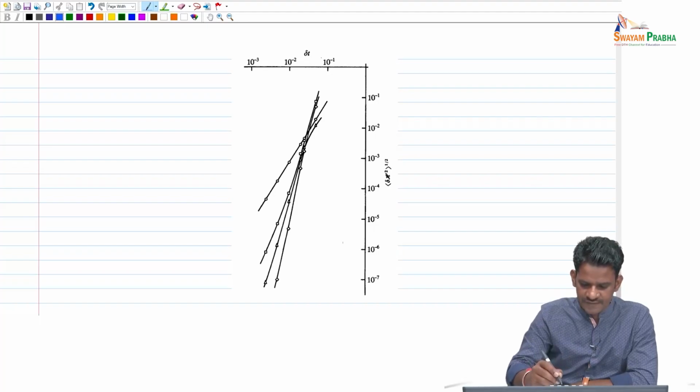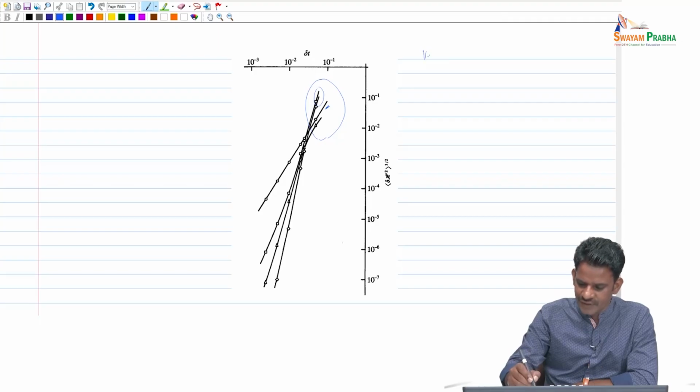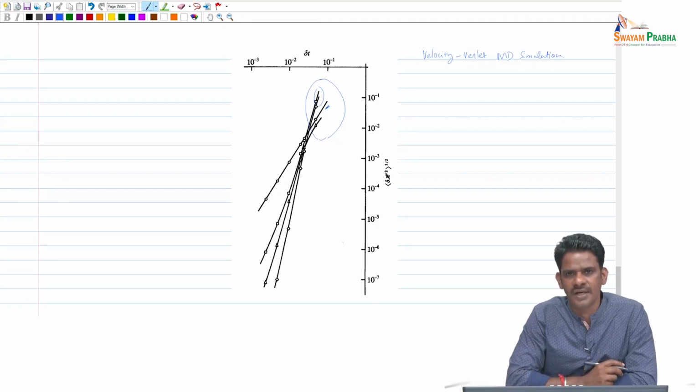Whereas, for larger delta t values, if you look at this particular region, it seems that the higher order Gear algorithms are giving a larger error in the energy compared to the velocity Verlet algorithm. Because of this, we often use the velocity Verlet algorithm in MD simulations rather than any of these higher order methods like Gear's predictor corrector methods.